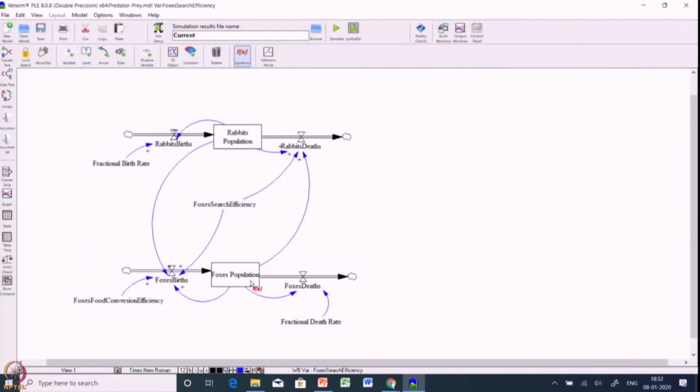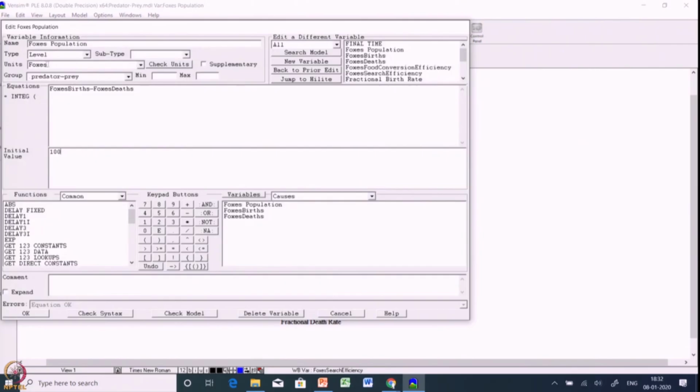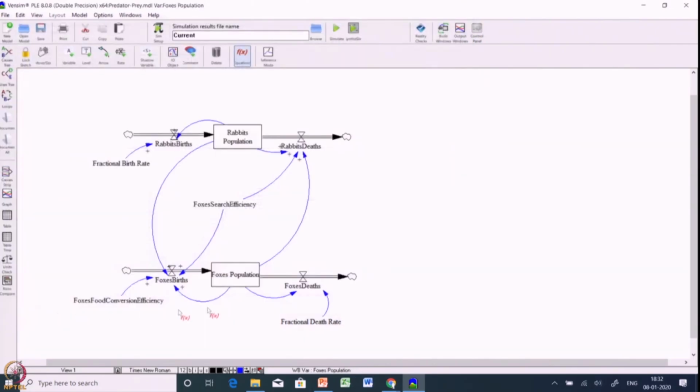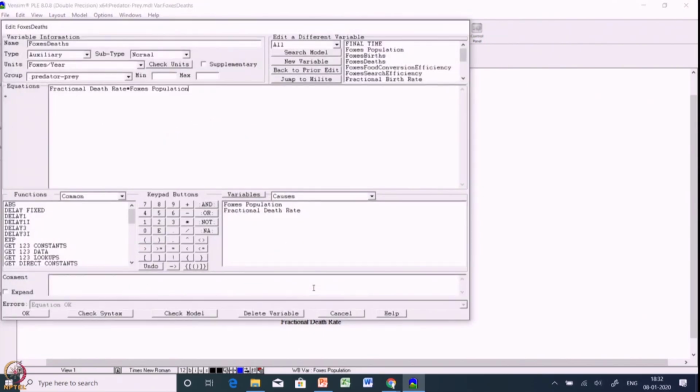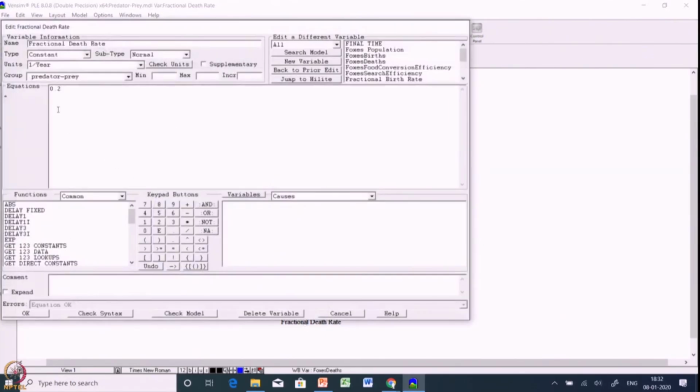Now, moving on to the fox population, the units of foxes is foxes and the initial value is 100. Fox's death rate is a product of fractional death rate and fox's population, the units being foxes per year, and fractional death rate is taken as about 0.2 per year.